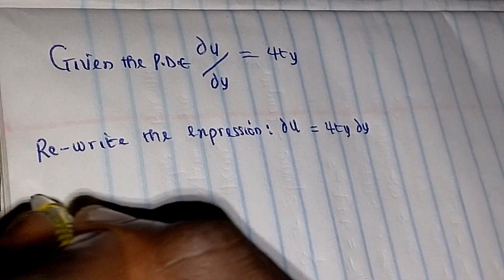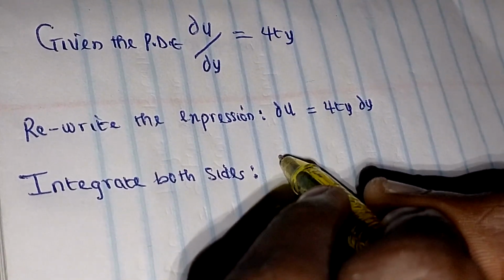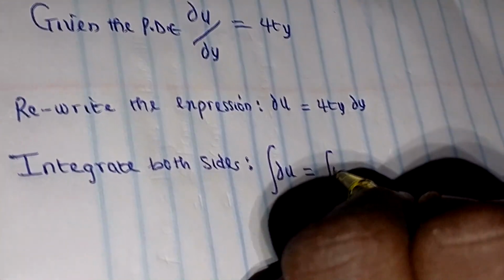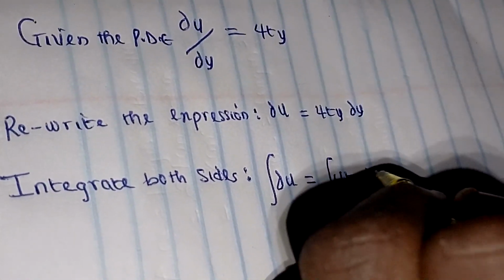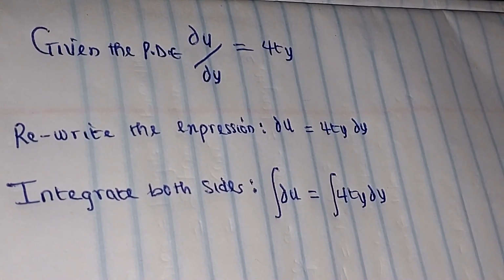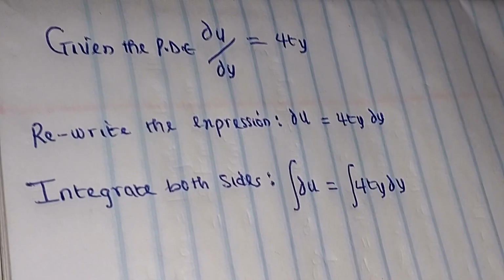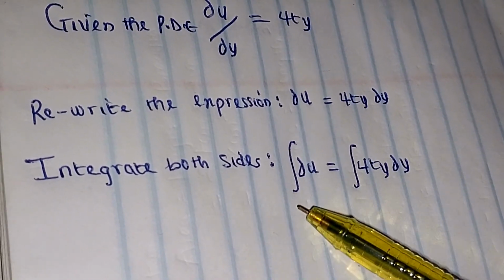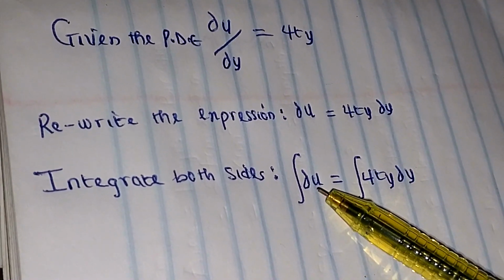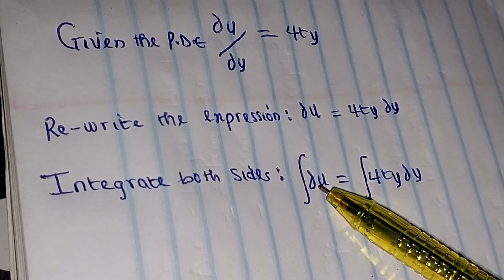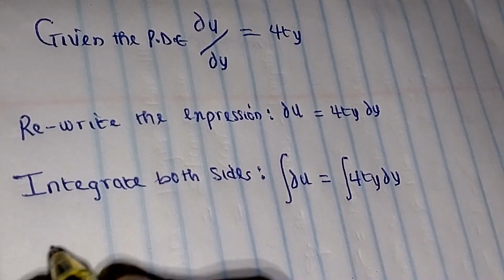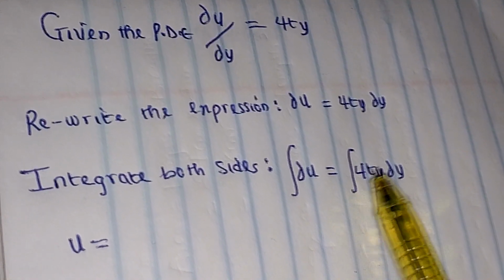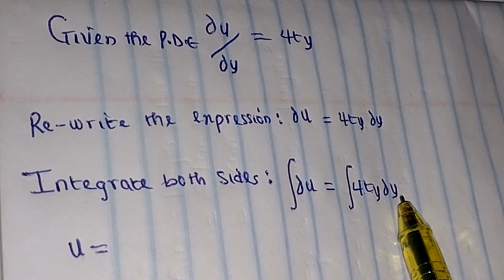The next thing you do is you integrate both sides. I will integrate both sides. We are integrating du equals, we are integrating 4ty dy. So integrating du, whenever you are integrating, is the reverse of differentiation. Do you get? So while integrating something that is being differentiated here, which is called du, integration will cancel what? The differentiation aspect, and it will remain what? u equals. So we are integrating 4ty with respect to y.